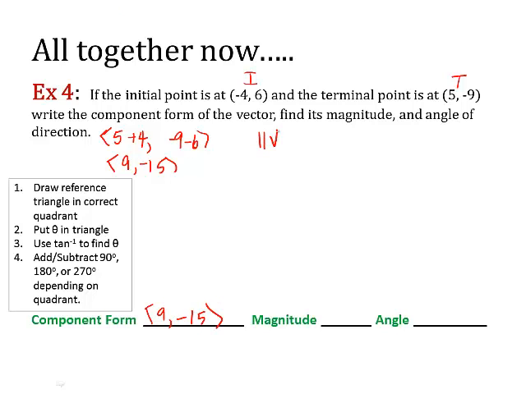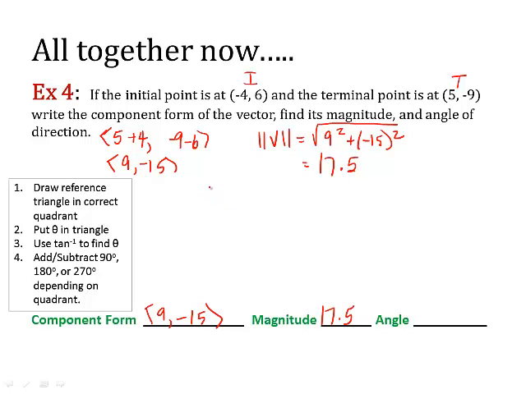Magnitude, remember, is the square root of 9 squared plus negative 15 squared. If I calculate that, I get 17.5. So my magnitude is 17.5, all right?